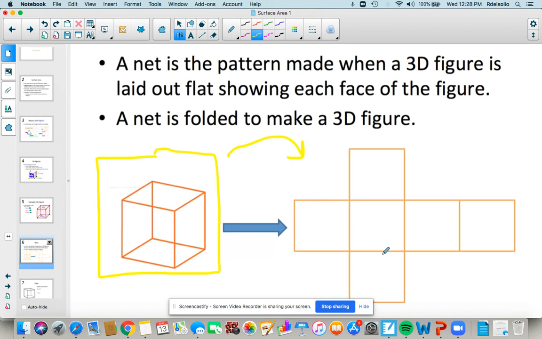Now, maybe in middle school, you worked with nets where you were given the net. So you were given a flat piece of paper here with all of these squares, and you were asked to fold it to make a 3D figure. Maybe you used tape and glue. And when you fold all of these faces in, it will make the cube. So that is a net.